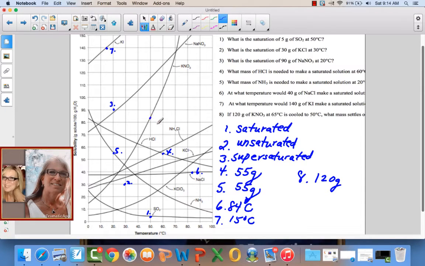So at 50 degrees, it can only hold about 83 grams. They want to know what mass settles out. Well, I started with 120, I cooled it to 50, now it can only hold 83. So 120 minus 83 is going to be 37 grams settles out.